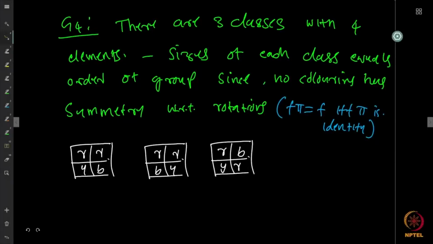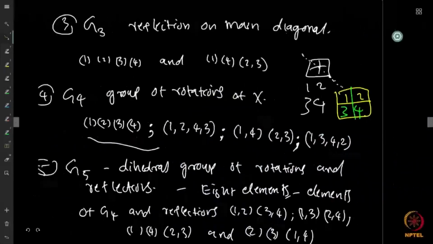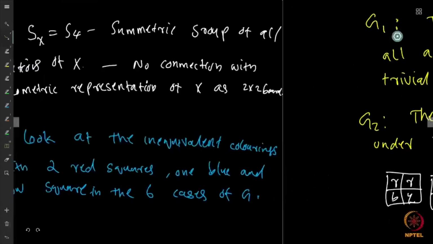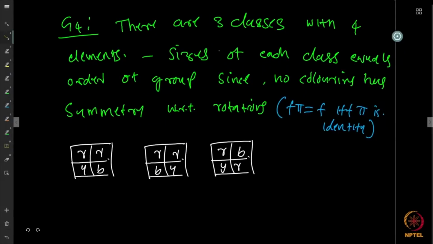And then we have G4, and G4 is the dihedral group, right? G4 is the group of rotations of X. So all possible rotations, and there are 3 classes with 4 elements. Okay, so the size of each class equals the order of the group.